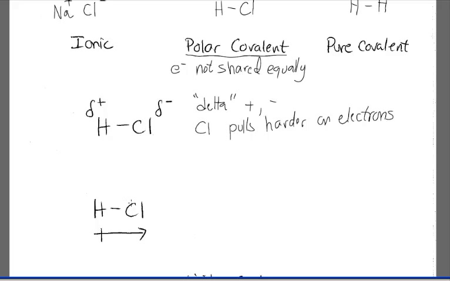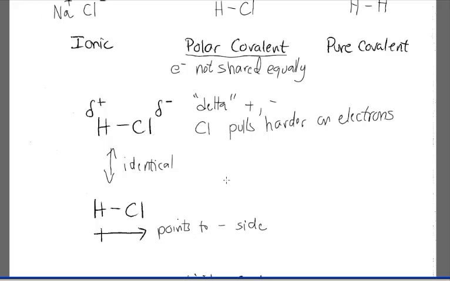And this is another way of showing the exact same thing. These are identical depictions. They just give the same information. This is a plus sign on the end of an arrow, and the arrow points toward the negative side of the bond.